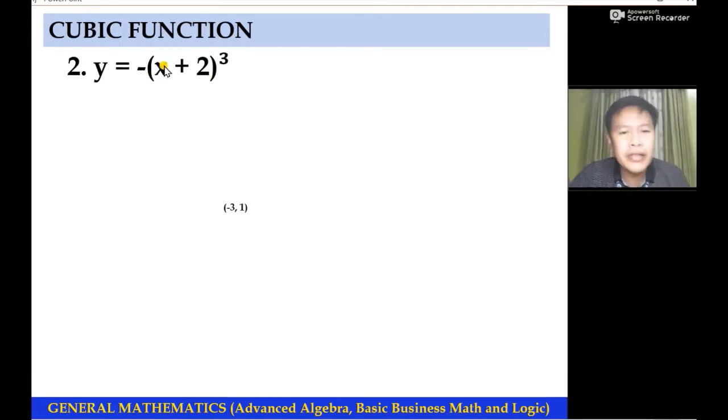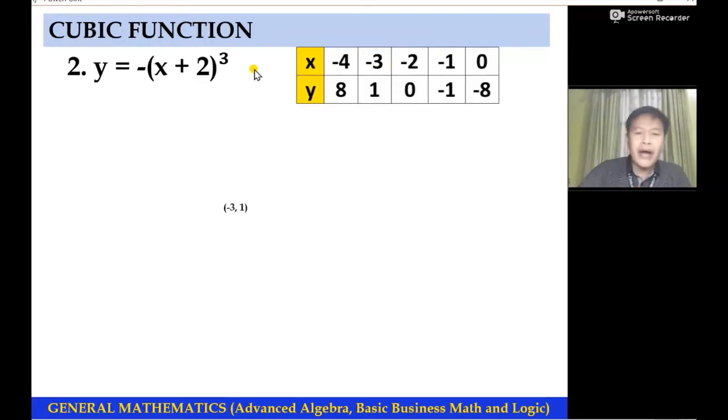Take note, our k here is 0. Therefore, our point of symmetry is along the x-axis. And that is x plus 2 is equal to 0. Solve for the value of x. x is equal to negative 2. And that is the abscissa of the point of symmetry.